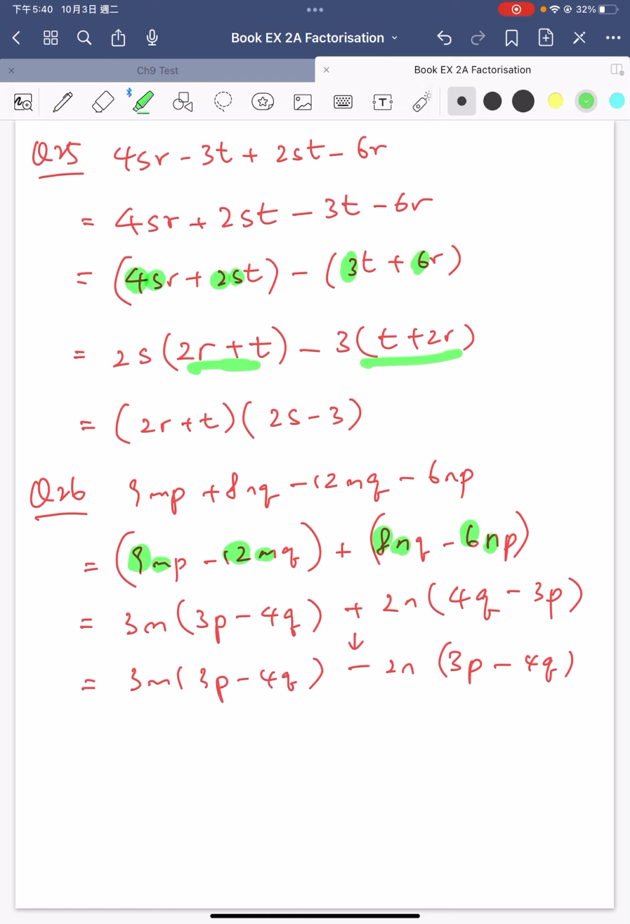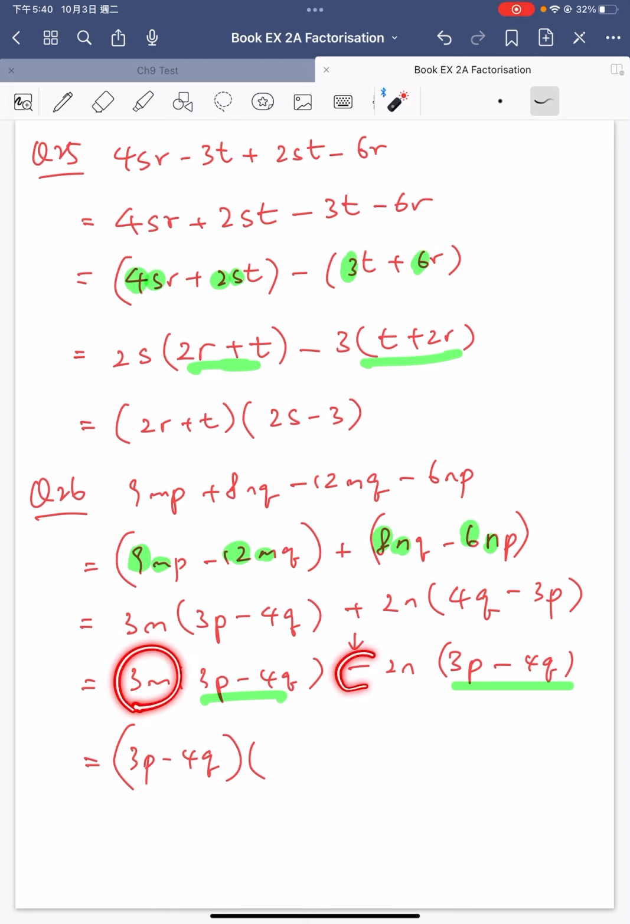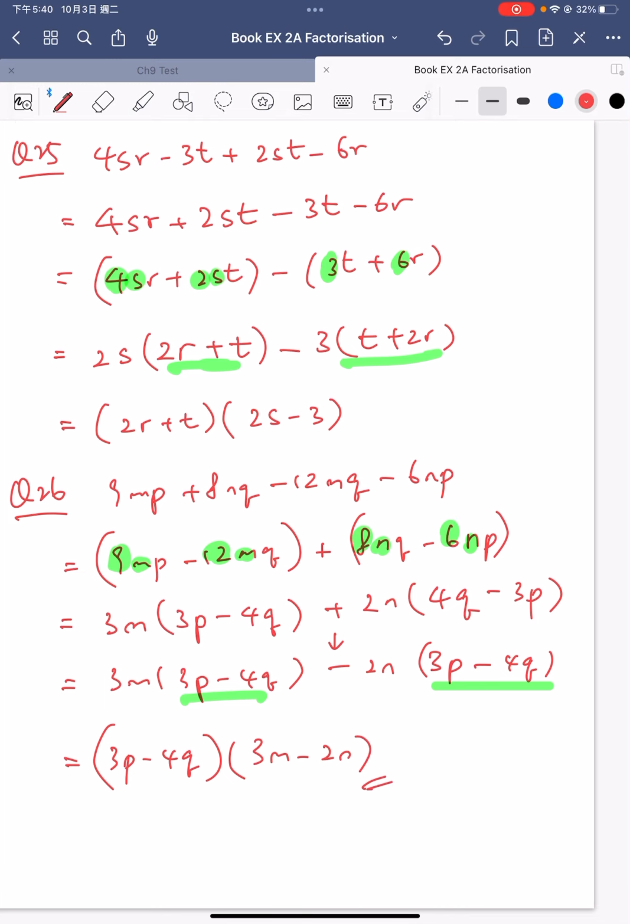So now we have this 3p minus 4q as our common factor. We can take it out, 3p minus 4q, then what we left is just this 3n, this minus sign, and this 2n. Then we have 3n minus 2n. So that's for question 26. So now we are going to try to do the level 2 questions.